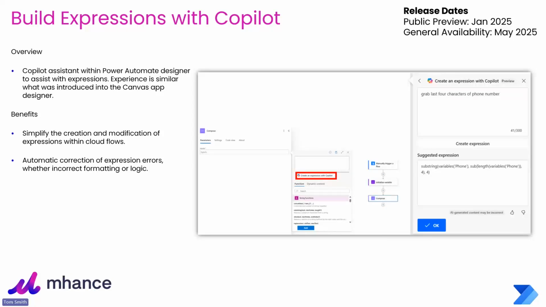Again, some of these features are more native now to other products. For example, in Canvas apps, I think it was October's release wave, or potentially the start of last year's wave, we had the introduction of using Copilot to help with expressions for Canvas apps. So again, we're getting that as part of the Power Automate maker experience.